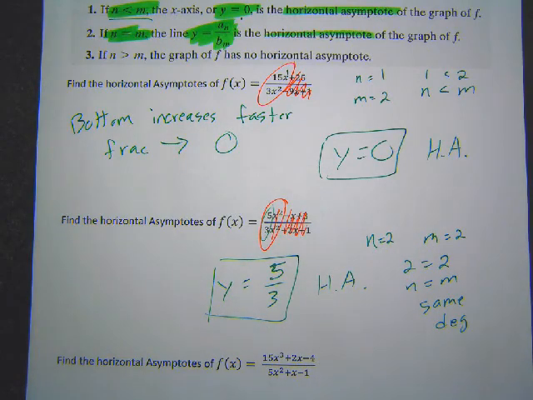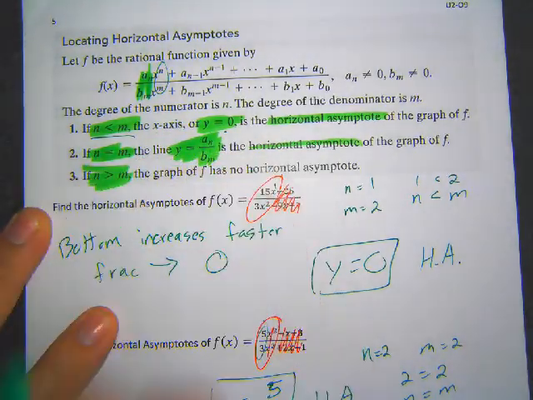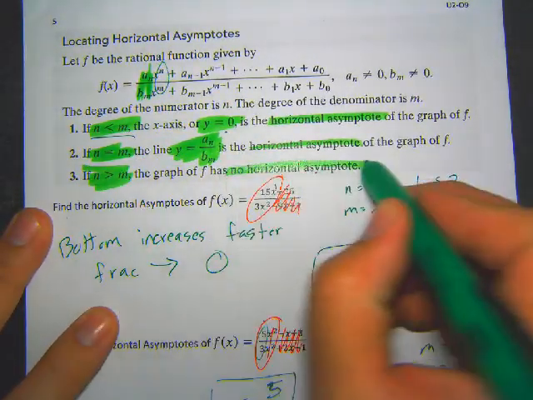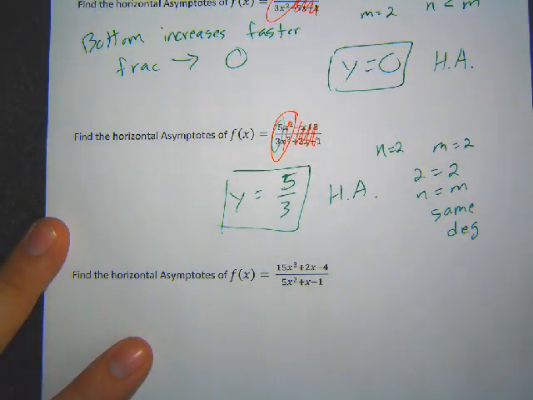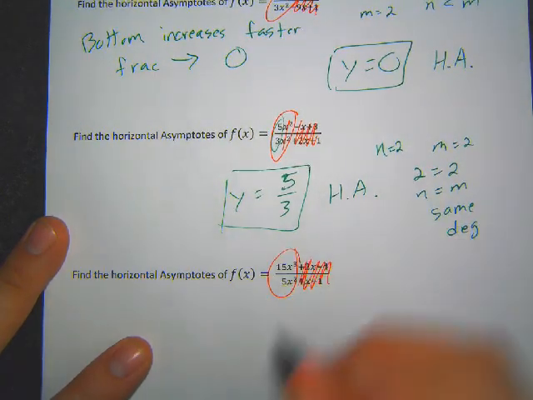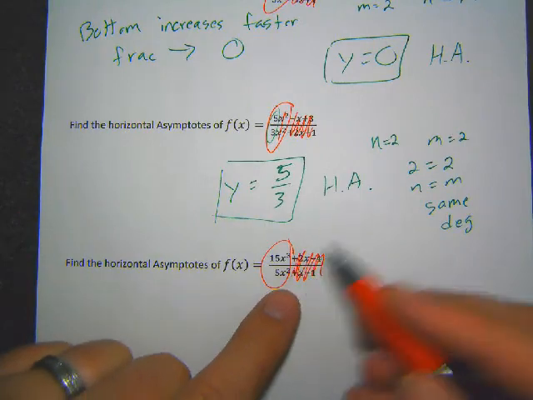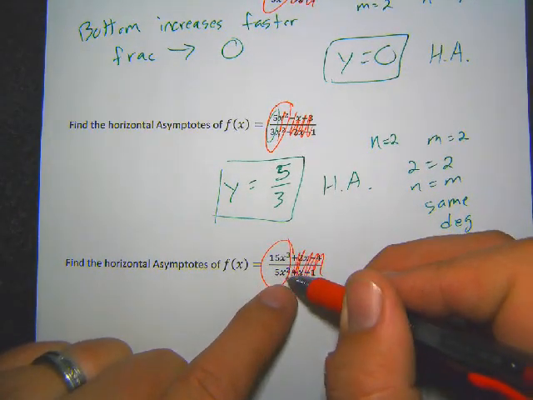Okay, third option. What if the top is bigger? So what if the top is bigger than the bottom? In this case, there is not a horizontal asymptote. So a problem like this, where the top is bigger than the bottom, again, you're going to ignore all the small stuff. This stuff's not really going to affect things. You're really just going to look at these first two. But you're going to say, oh, the degree on top is bigger, so the top is blowing up. It's getting bigger faster than the bottom.